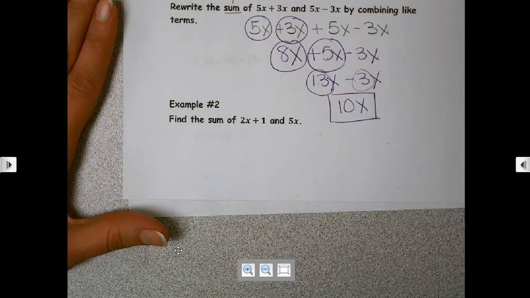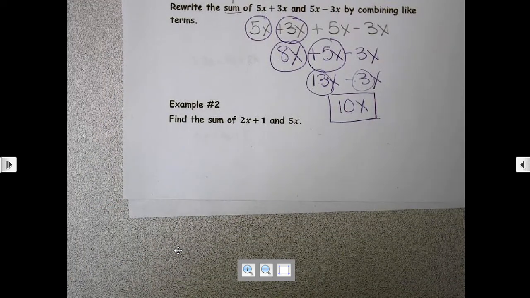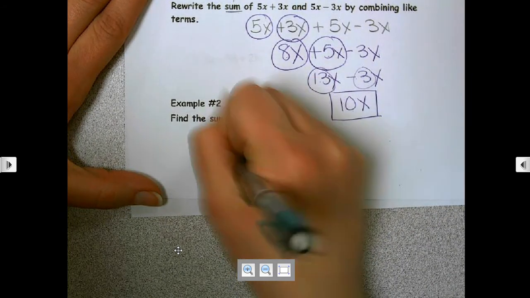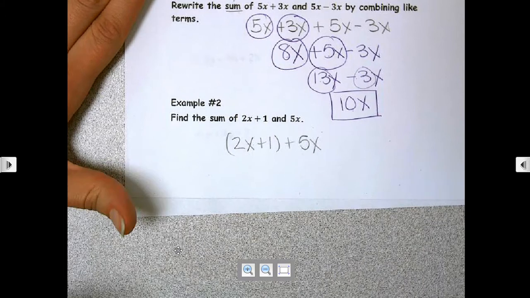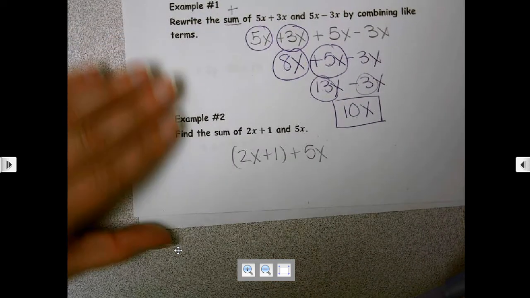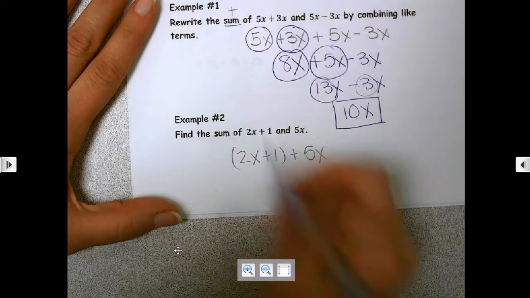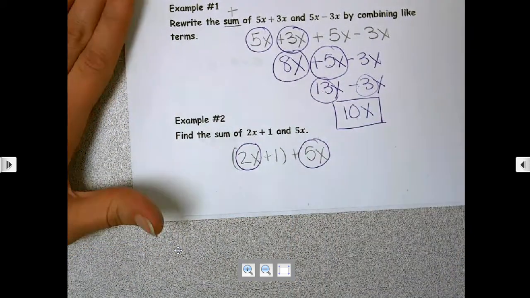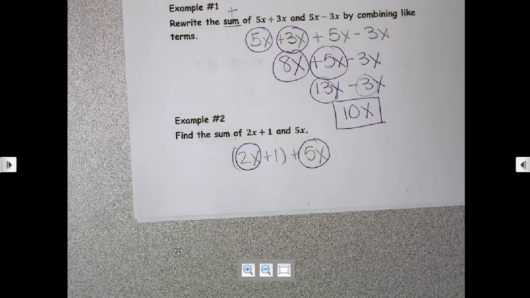Example number 2, it asks you to find the sum of 2x plus 1 and 5x. So we're once again going to rewrite 2x plus 1 plus 5x. And I'd like you to pause the video, try it out on your own, and come on back. Hopefully you paused the video and tried this on your own. Let's take a look. I notice that I have 2x and I have 5x. They are like terms because their variables are exactly the same. So we could combine them.